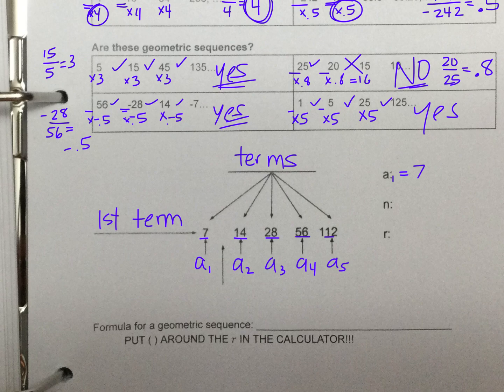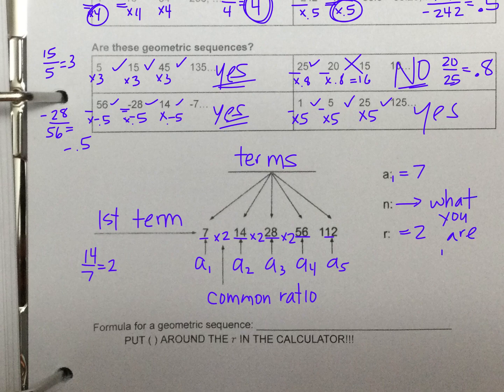Then the number that we multiply over and over and over again, we call that our common ratio. So 14 divided by 7 is a 2, so I'm multiplying by 2 every time. So R is a 2, and then the N is what you're looking for, and you have to get told that.